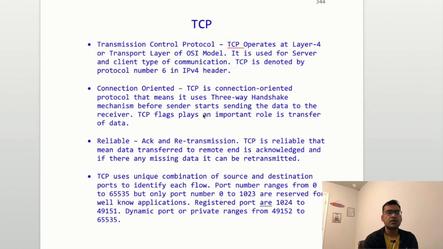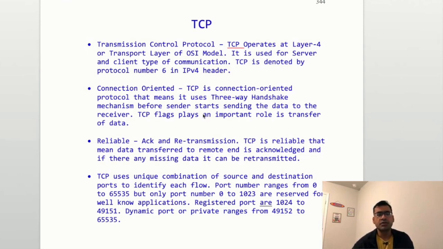TCP, or Transmission Control Protocol, operates at layer 4, the transport layer of the OSI model. I have done a couple of other videos which talk about layer 1, layer 2 and layer 3. In this one we are talking about layer 4 and focusing on the layer 4 protocol TCP. But TCP is not the only layer 4 protocol, there are others as well like UDP, but in this video we are discussing TCP only. It is used for server and client type of communication.